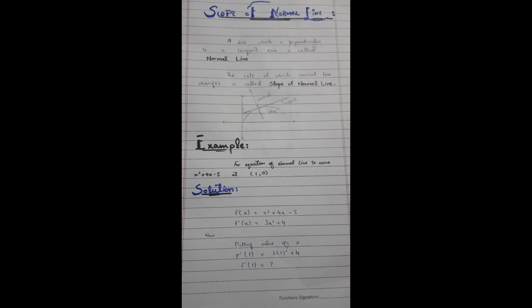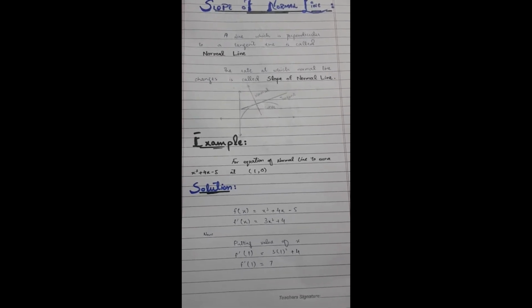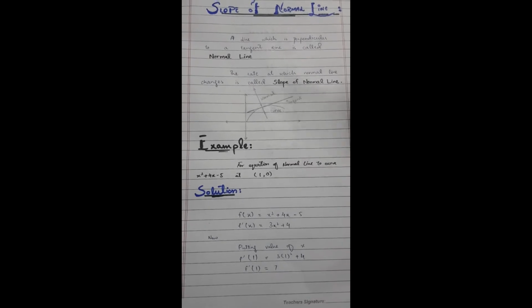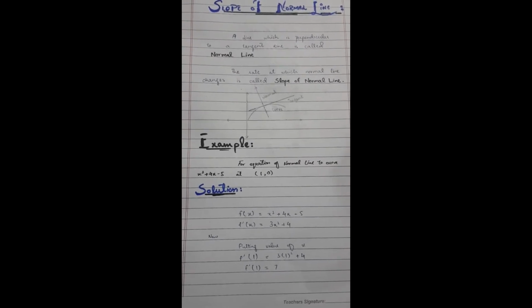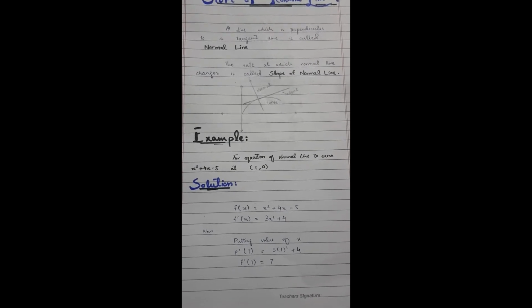But when it's a curve, we take a tangent line to it. Now, a tangent line is a line that touches the curve at a single point and only that point. And to find the slope of that curve, we find the derivative of the tangent line, and then we say that it is also the slope of the curve. Now, a normal line is perpendicular to that tangent line that we drew on the curve.